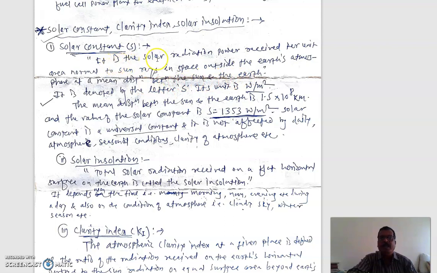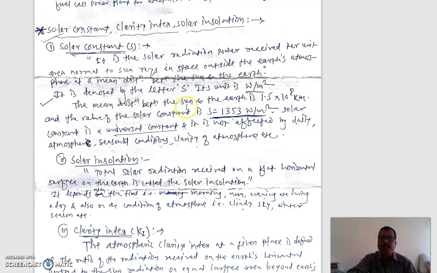It is the solar radiation power received per unit area normal to the sun rays in space outside the Earth's atmosphere at a mean distance between the sun and the Earth. Okay, that is nothing but solar constant Gsc. It is denoted by the letter Gsc. Its unit is watt per meter square.